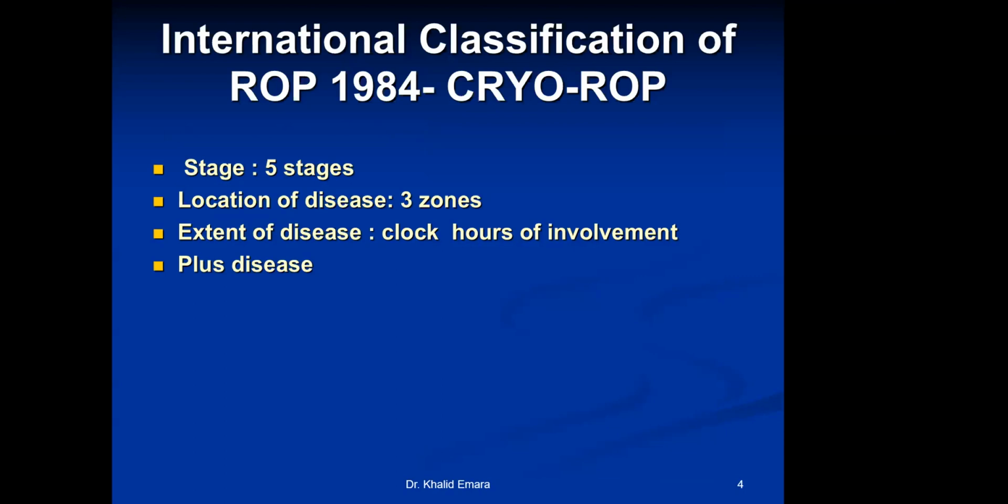As a part of the study, a group of 23 ophthalmologists from 11 countries convened, and they put together the international classification of retinopathy of prematurity. They classified this disease into 5 stages, and they also classified the location of the disease into 3 zones, and they defined the plus disease as well.